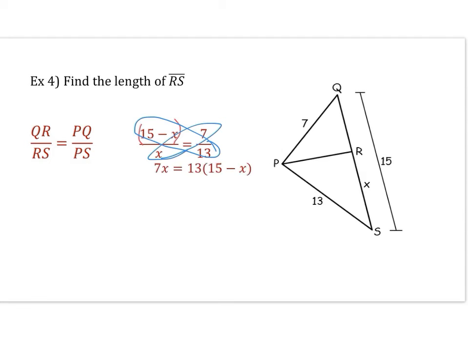So we have 7x equals 13 times (15 minus x). So next we'll distribute the 13 to the 15 and the x, resulting in 7x equals 195 minus 13x. Ready to combine like terms, so we'll add the 13x to both sides, resulting in 20x equals 195. Next, we will divide by 20 on both sides, resulting in x equals 9.75. So the length of RS is 9.75.